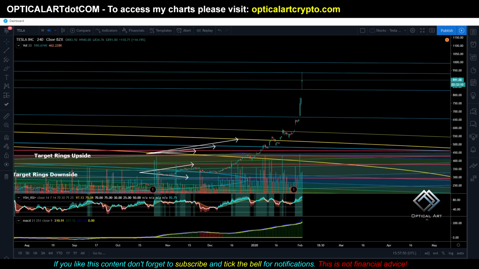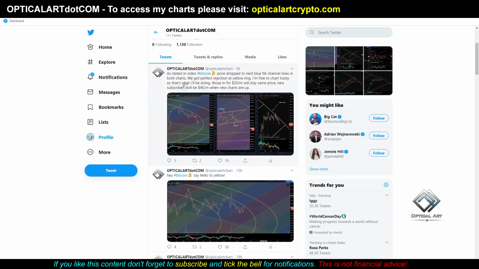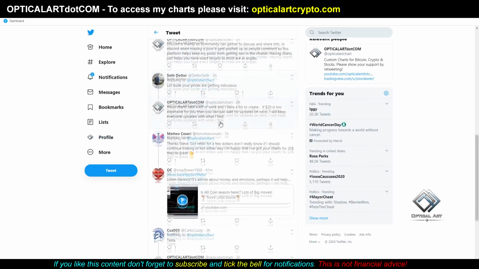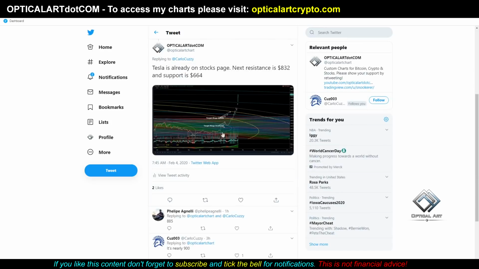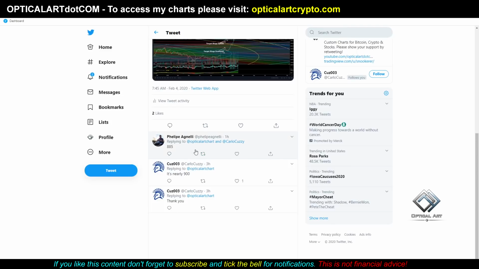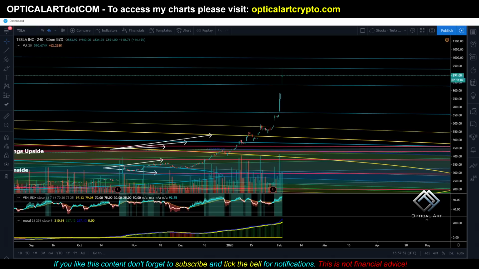We'd like to point out Tesla. Someone had just made a post recently on Twitter. I think it was, yeah, right here. Someone had mentioned Tesla, and if I load this up here. So at the time, I said that next resistance is 832 and support is 664. And if we go to this Tesla chart, see, we were down here. We were right here. So I said your next resistance was around 832, and your support would be around 662.